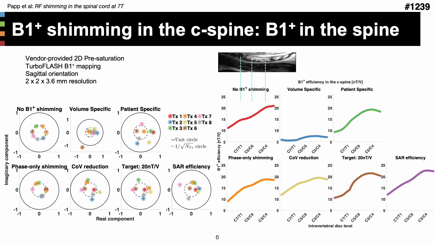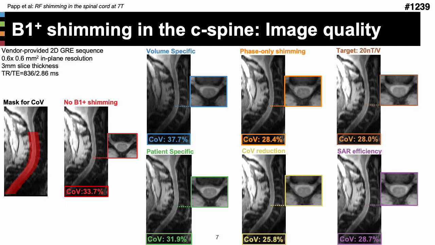The resulting B1 plus efficiency is shown here. On the top, there is a spinal cord with a quick anatomical guide. The plots here go from the bottom of the second thoracic vertebrae to the top of the third cervical one. This is basically your neck. You can see that, for example, the target is achieved in most of the field of view, that SAR efficiency achieves a high B1 plus efficiency, and that the volume-specific B1 plus shimming algorithm did not perform well.